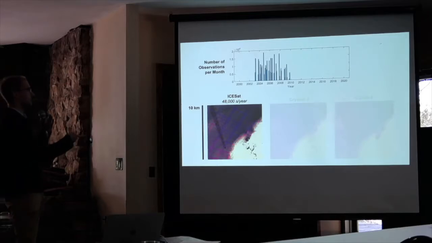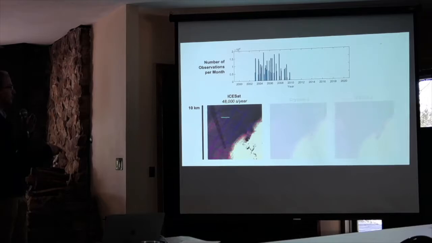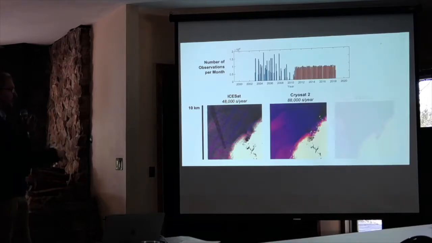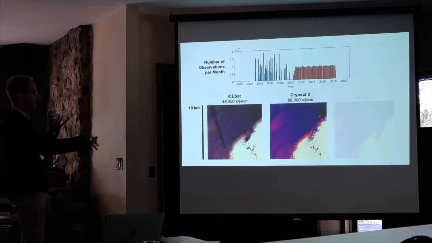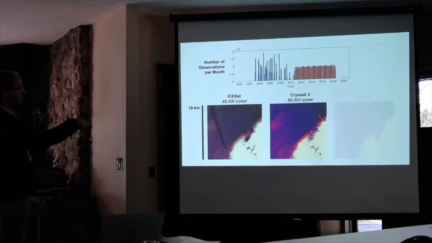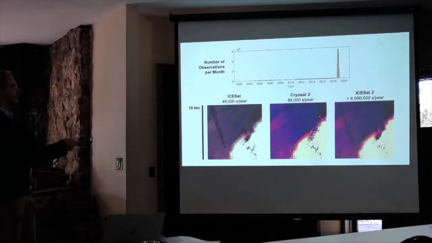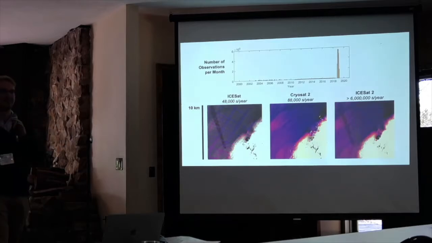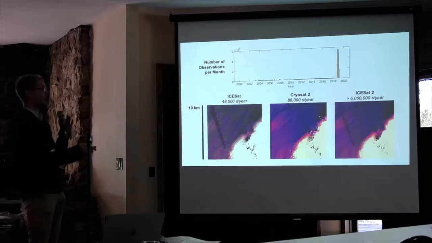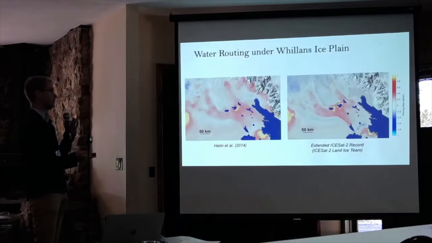So ICESat is a great tool for measurement in the kind of 2000s, where you get 48,000 measurements within a 10-kilometer box per year. CryoSat-2 gives you a comparable number of measurements that, when swath processed, give you really good coverage within a 10-kilometer box per year. And then if you add ICESat-2 on, the scale changes by 3 orders of magnitude in the number of observations you get within a 10-kilometer box. And we can start to integrate all of these observations together to make predictions about the hydrology.